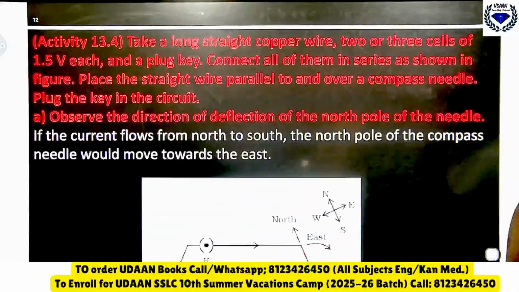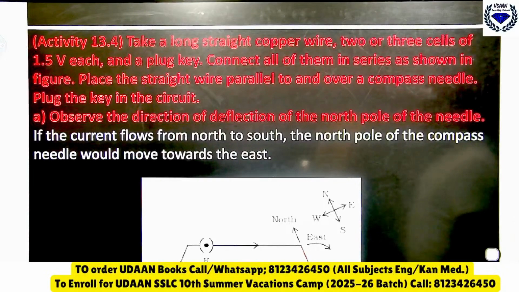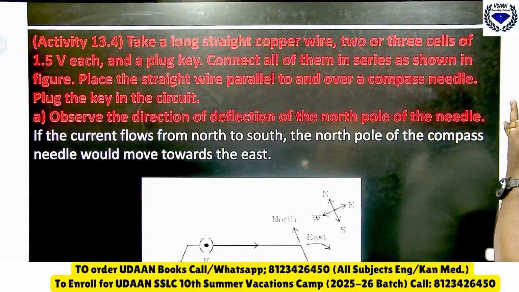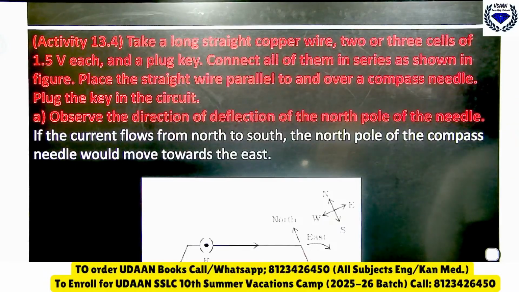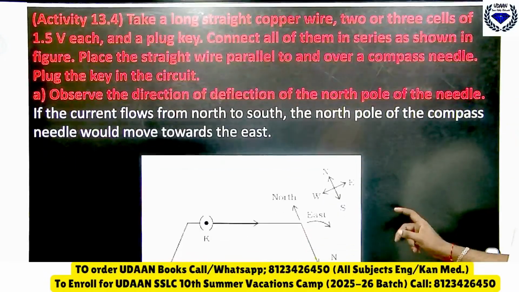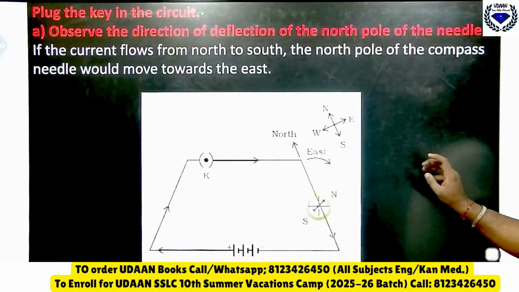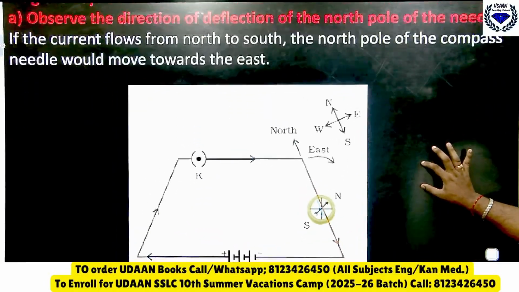Then you are having one more activity here. Take a long straight copper wire, 2 or 3 cells of 1.5 volt each and a plug key. Connect all of them in series as shown in the figure. Place a straight wire parallel to and over a compass needle. Plug the key in the circuit. Observe the direction of deflection.